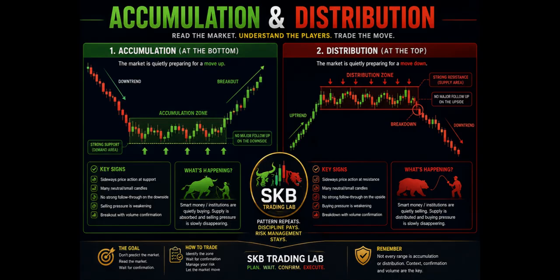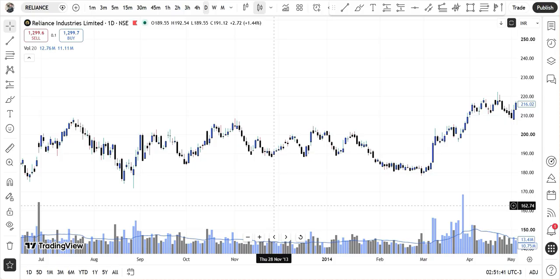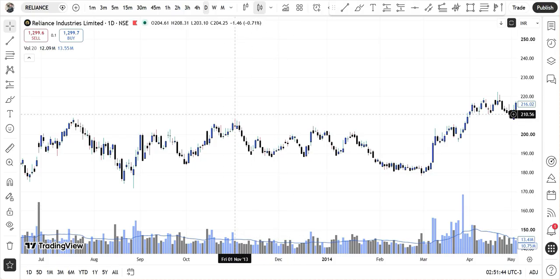Today we're going to talk about two important concepts in price action: accumulation and distribution. Think of them as two opposite phases. Accumulation generally happens near the bottom after a decline, when selling pressure starts weakening and buyers may begin absorbing supply. Distribution generally happens near the top after an uptrend, when buying momentum starts weakening and existing holders may begin selling into demand. But remember, neither accumulation nor distribution is an automatic buy or sell signal. We still need confirmation. Let's understand both step by step.